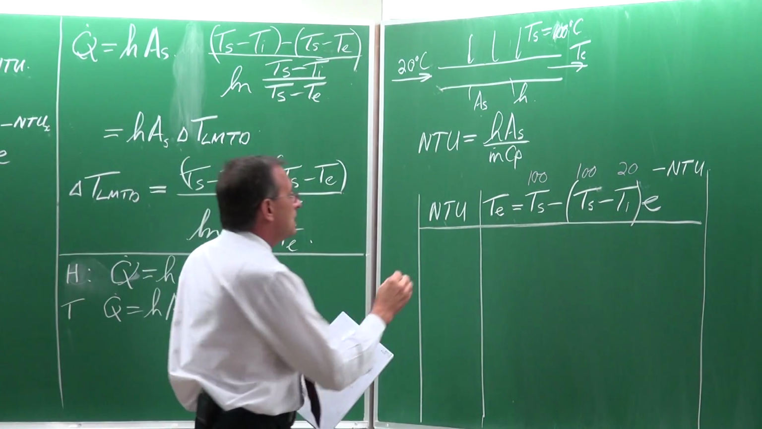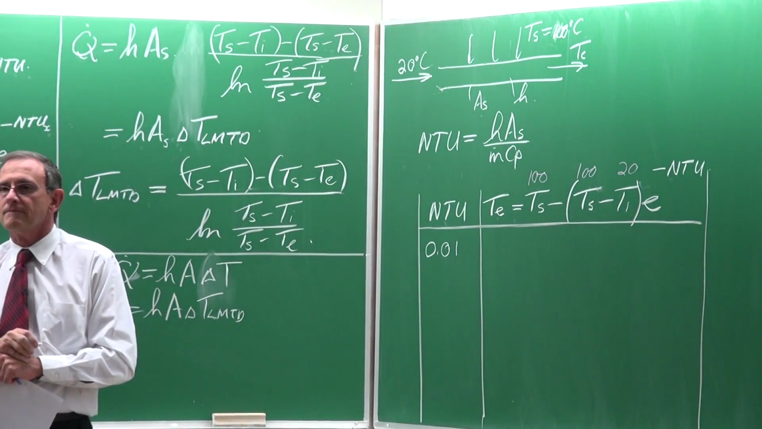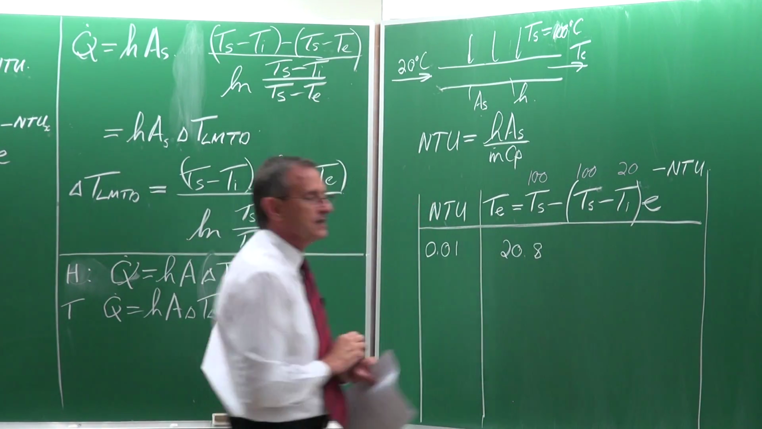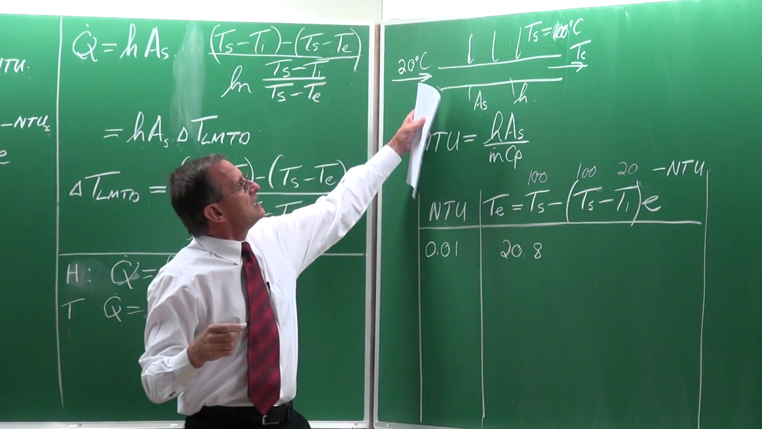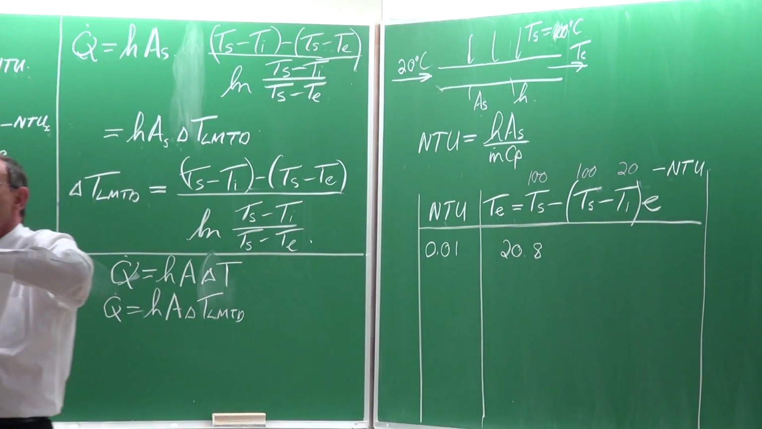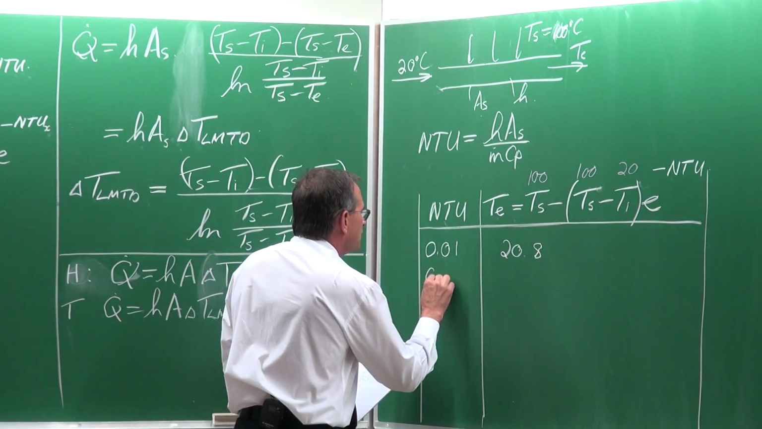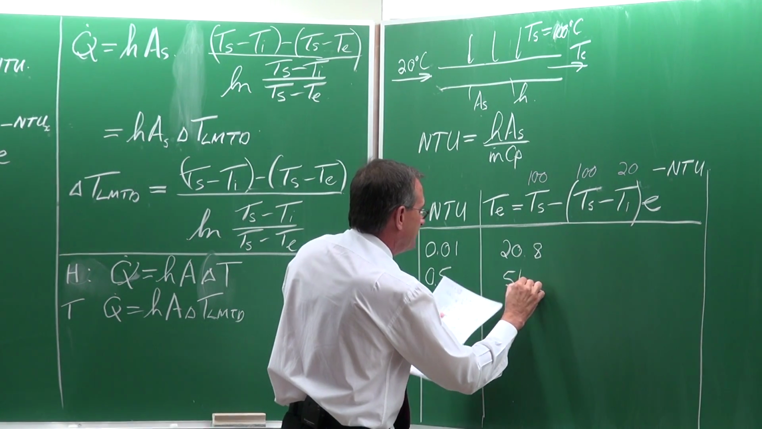Right. So let's suppose the NTU value is equal to 0.01. Then the outlet temperature would be 20.8 degrees Celsius. Therefore, the temperature increased just by 0.8 of a degree Celsius with a wall at 100 degrees. So, what is our conclusion? Not much changed, isn't it? Okay, so let's make it a little bit larger, 0.5. At 0.5, the outlet temperature would be 51.5.